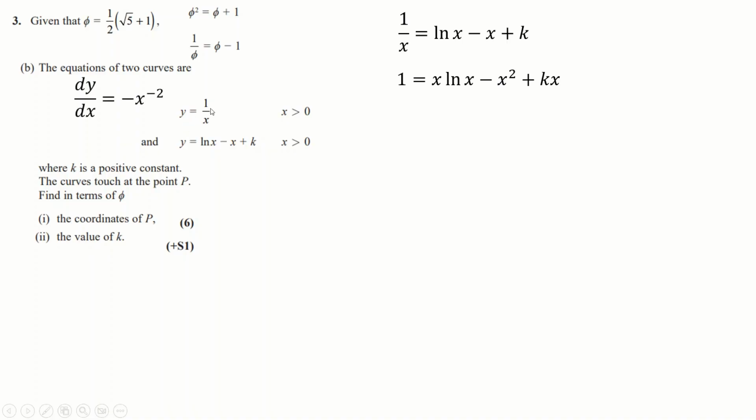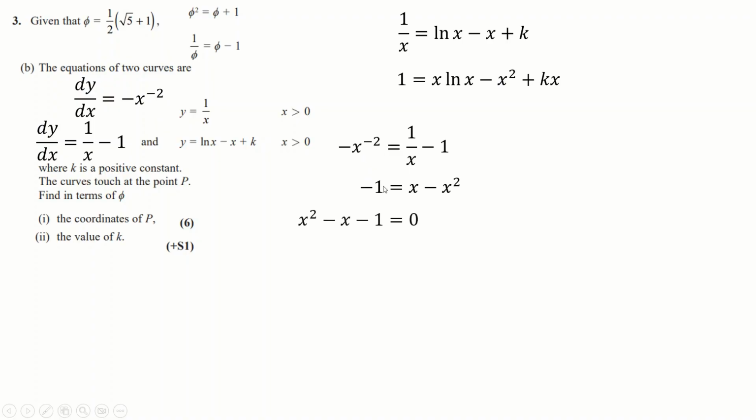We get this. This is x minus 1, so it differentiates to that. Log differentiates to 1 over x, so that's just minus 1, and that differentiates to 0. And these two gradients are equal at the point where they touch, so we can say this equals that. And that looks like a much easier thing for me to solve. Times everything by x squared, and rearrange.